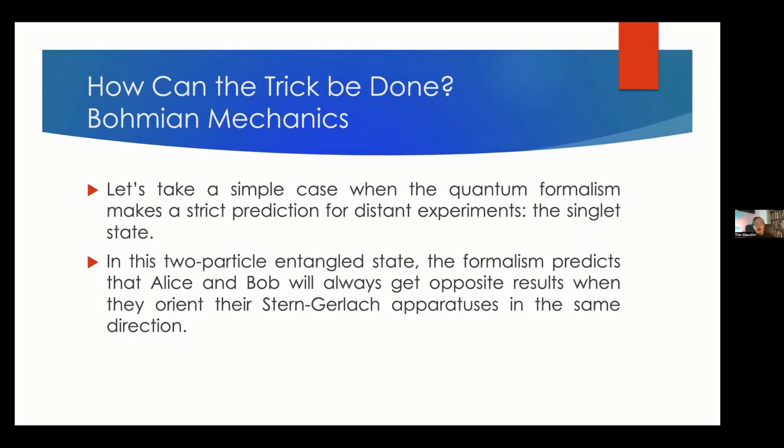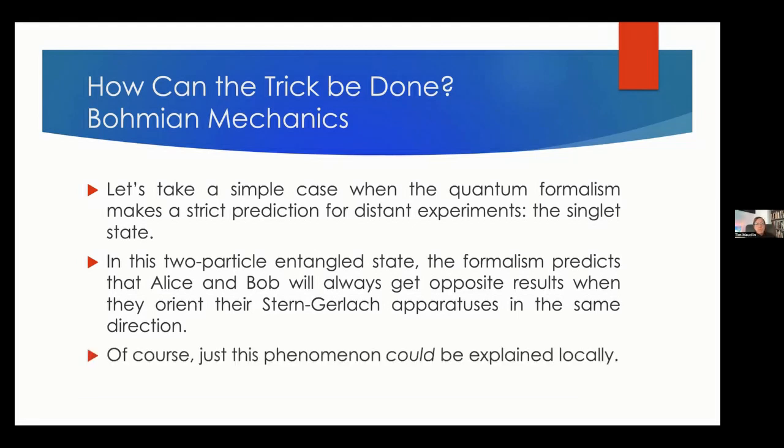If Alice gets up, Bob will get down. As for whether it's Alice getting up and Bob getting down, or Alice getting down and Bob getting up, the theory doesn't make a strict prediction. It says half the time it'll be like this and half the time it'll be like that, but all the time they'll be exactly opposite. They'll be anti-correlated. This is an example of a kind of correlation that was first noticed by Einstein and was made the centerpiece of a famous paper that Einstein wrote with Podolsky and Rosen, called the EPR paper, in 1935.